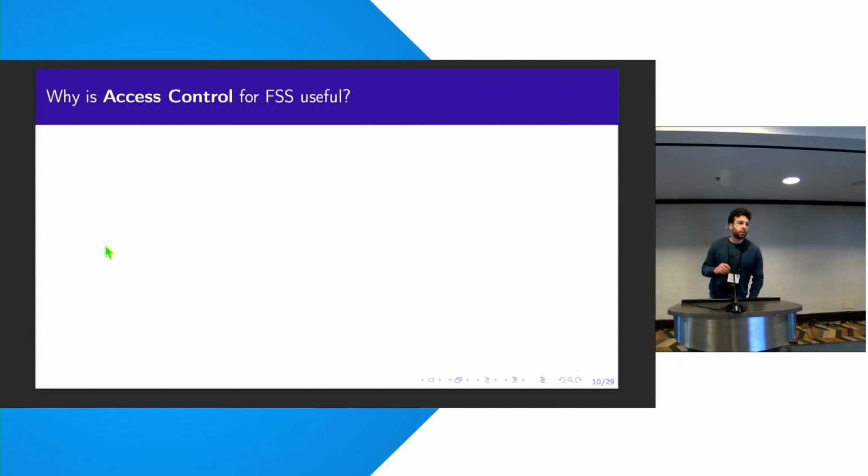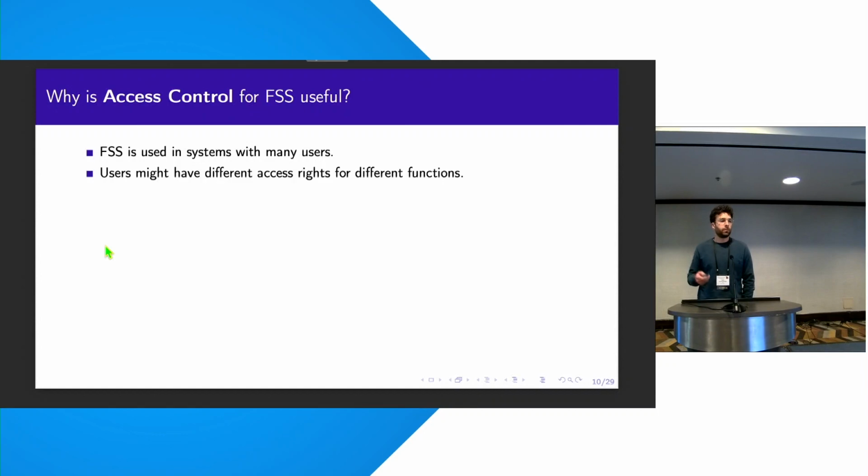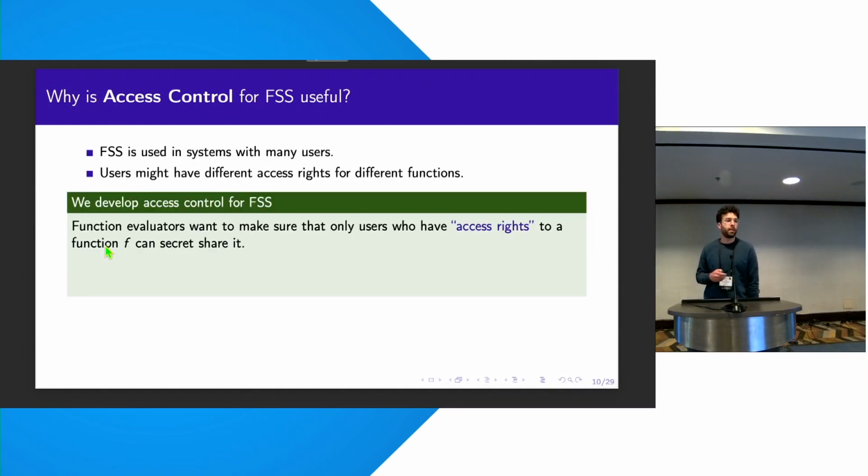So in this paper, we look at access control for FSS. So why do we want to look at this problem? In many systems where FSS is deployed, there are many users. And it's natural to assume that some of these users might have different access rights. Some users might be able to evaluate functions that other users cannot. And so we develop access control for FSS. The function evaluators can make sure that whoever sent the shares of the function f has access rights to this function.